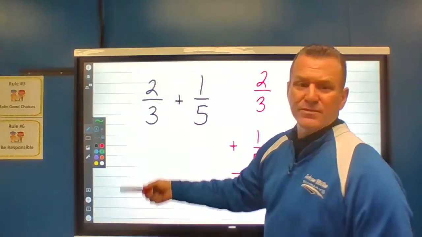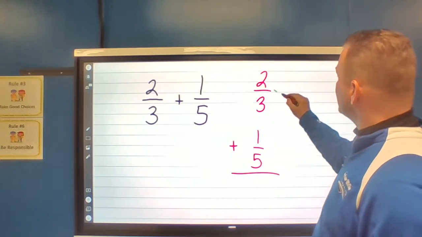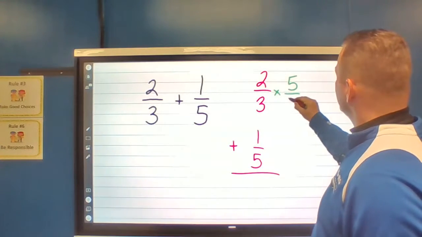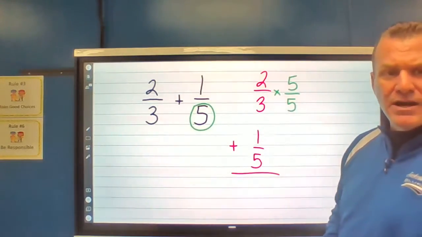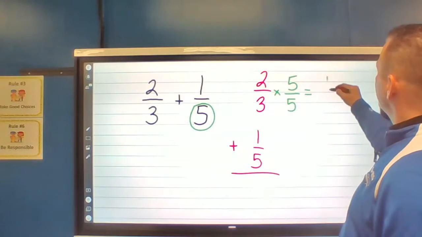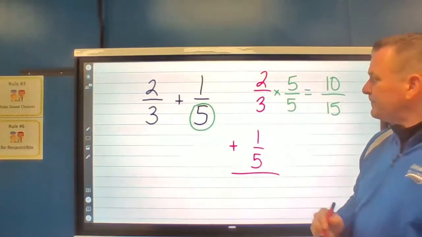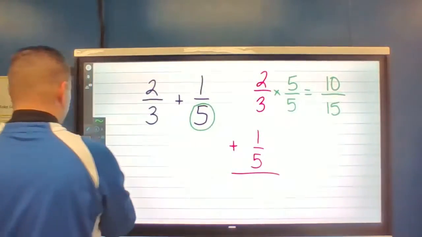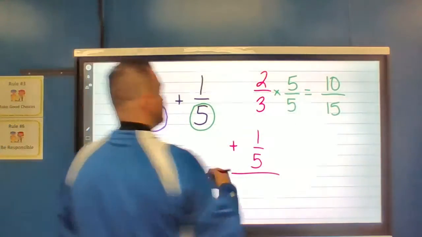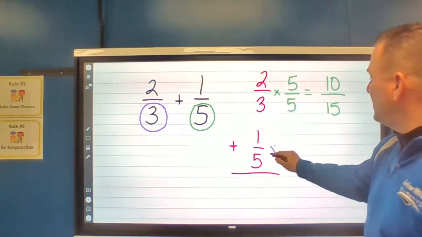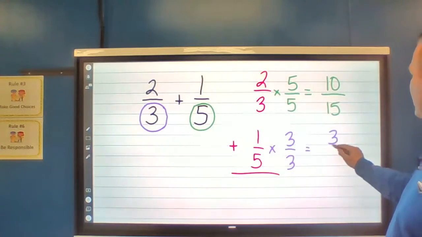Well, I know that 5 times 3 is 15, and I know that 3 times 5 is 15. So I could multiply this by 5/5. So I basically took him and utilized him in that manner as 1. And I would get 10/15. Okay. And then if I want to get him to 15, well, I know that 5 times 3 is 15. So I could take him and multiply him by 3/3. And I would get 3.